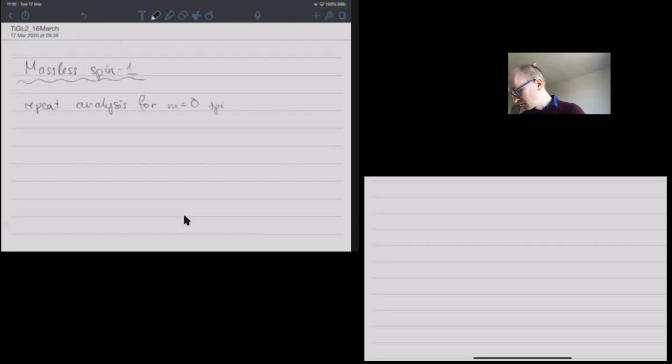All right, so now we're going to go to the fun case, which is the massless spin 1. So we repeat basically the same analysis for m equal to 0, spin 1. So now we have our fiducial momentum.